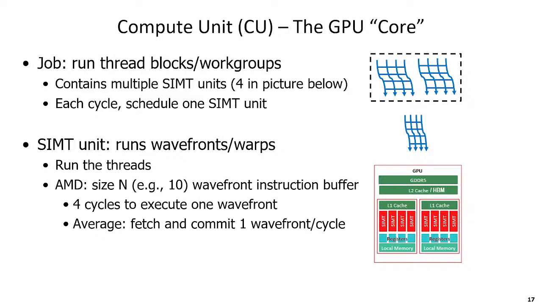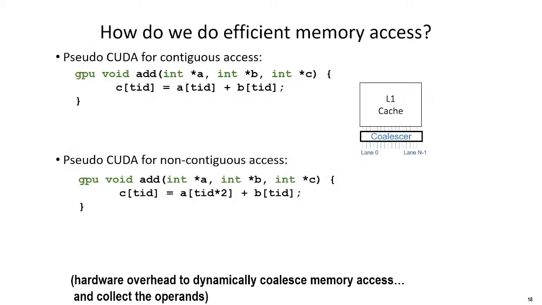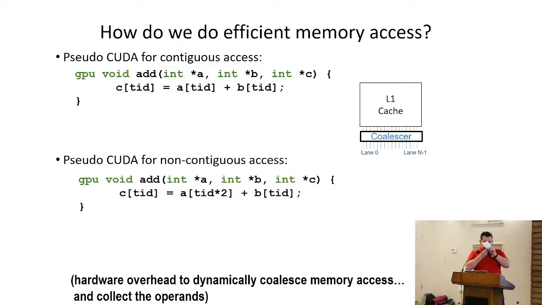We fetch or commit one wavefront per cycle. So just like a lot of the concepts we were talking about in the CPU world, we're doing similar things here. We're just doing it at a much bigger scale, and we're doing it without a lot of the complexity of the CPU. But one place where GPUs are much more complicated is the way that they access memory.